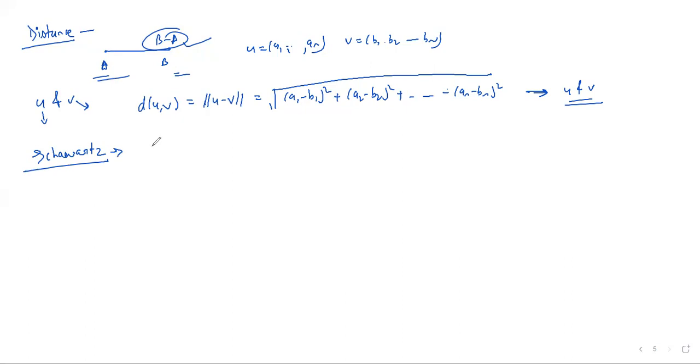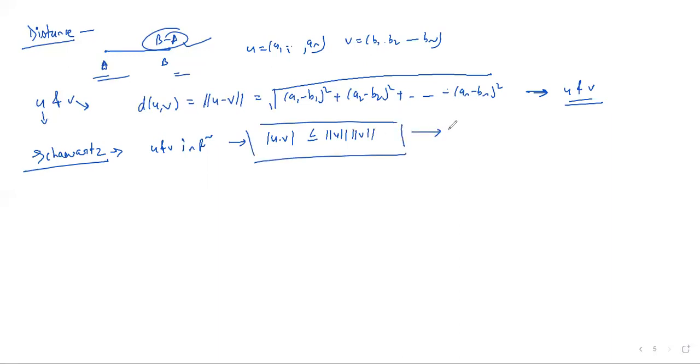This is the Schwarz inequality. It says that for any vector u and v in R to the power n, we have the dot product of u dot v is less than or equal to their corresponding lengths, length of u times length of v. This is our Schwarz inequality. We are going to use that.